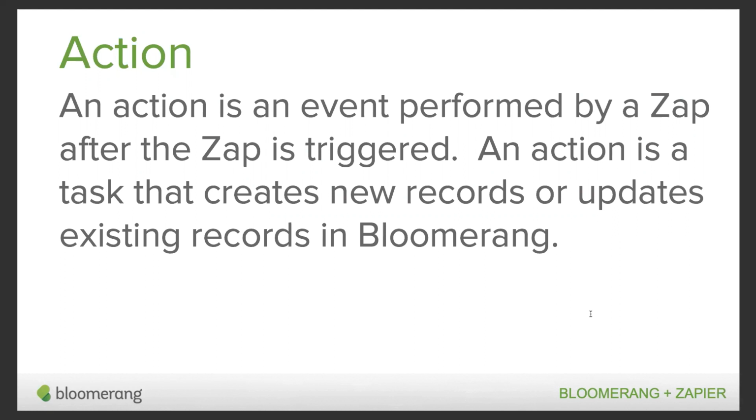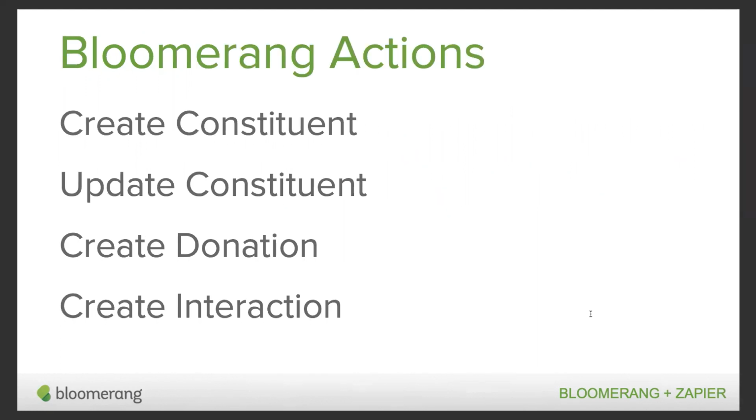Generally speaking, when we're talking about actions, we're talking about writing records into Bloomerang. And there are 4 options. We can create constituents, update existing constituents, create donations, and create interactions.